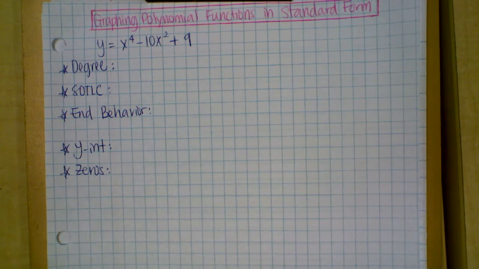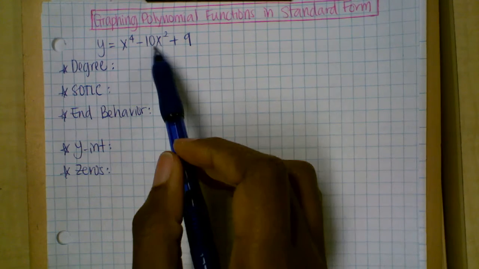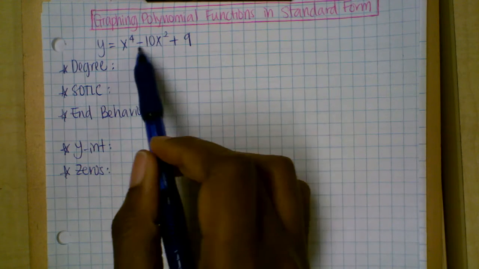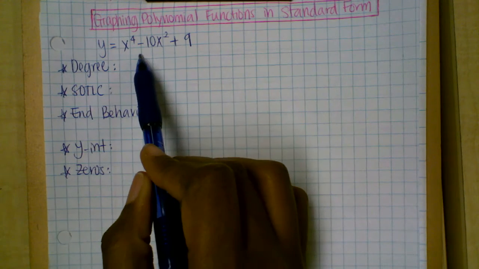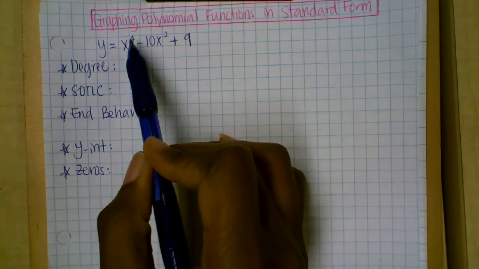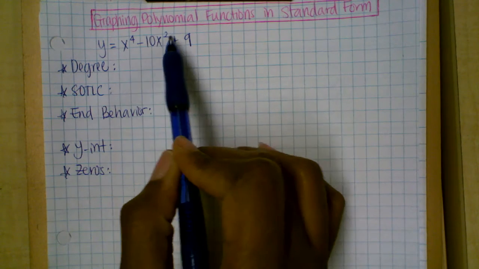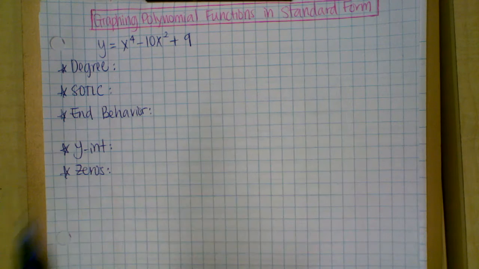So in this video, I'm going to show you how to graph a polynomial function in standard form. And what is particular about this polynomial function is every exponent on the variable x is an even number. You have 4, 2, and 0. Okay. So now let's start.